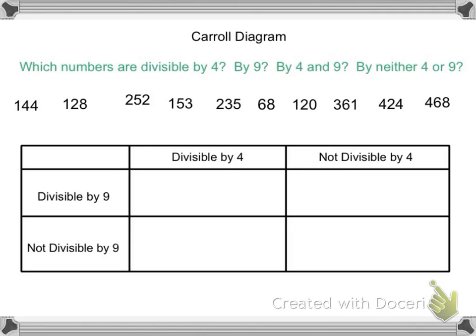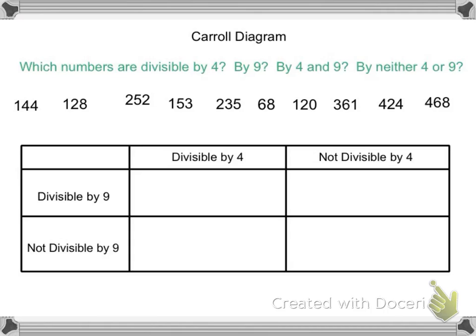or 9? So before we begin, we should recall that a number is divisible by 4 if the last two digits of the number are divisible by 4. And for 9, if we add up the sum of the digits, and the sum is a number that is divisible by 9, then the whole number is divisible by 9.